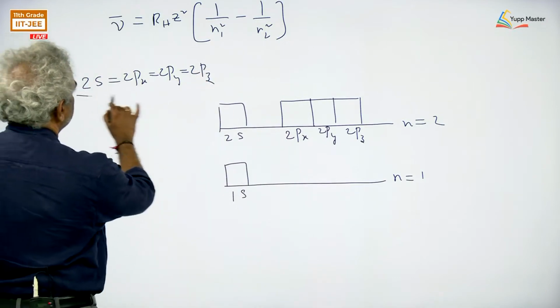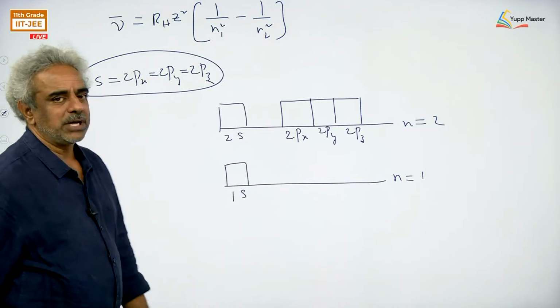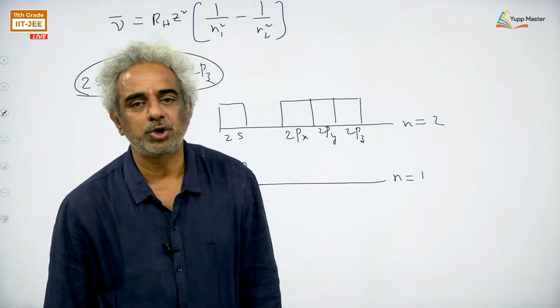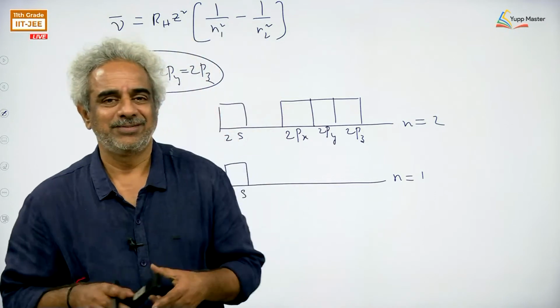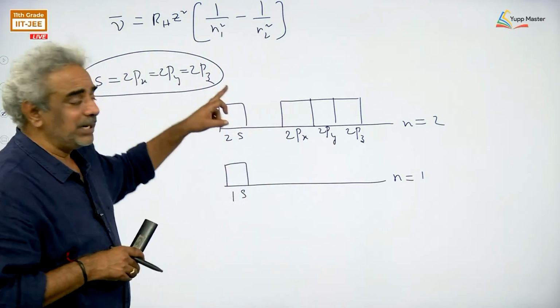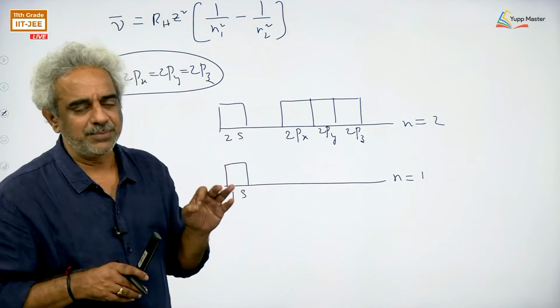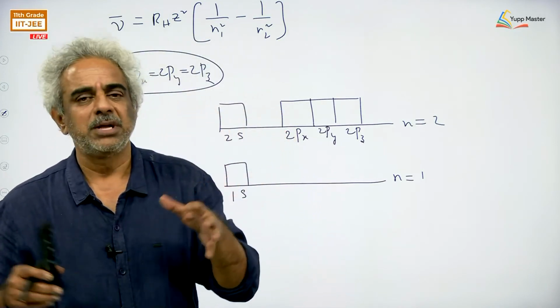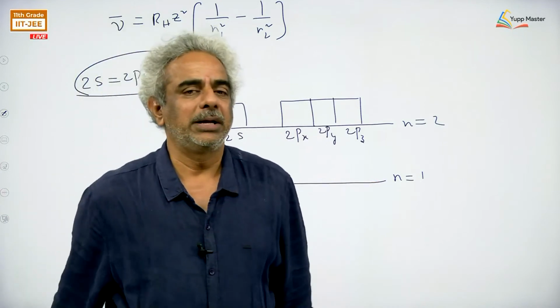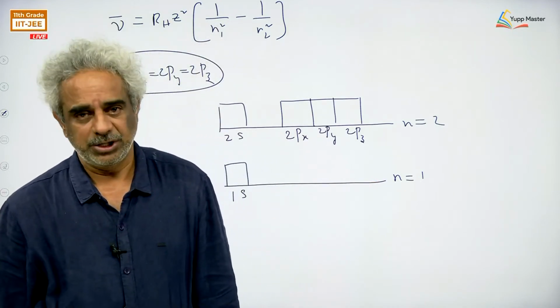How many quantum mechanical energy states are there with principal quantum number 2? There are 4 energy states. So that is called the degeneracy. Degeneracy means 4. Degeneracy means the number of quantum mechanical states with equal energy.